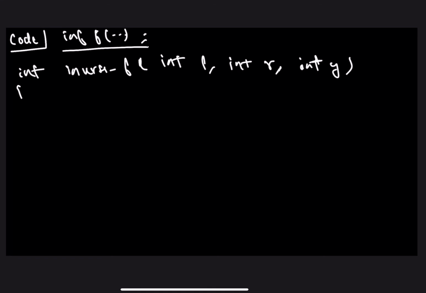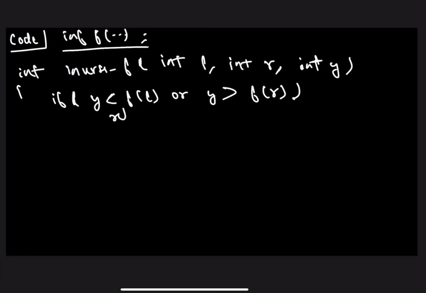The first thing I will do is write the base case over here: if y is less than f of L, or y is greater than f of R, return -1.